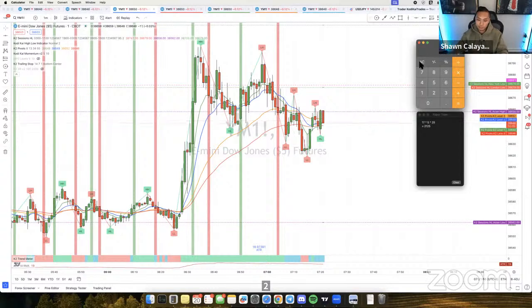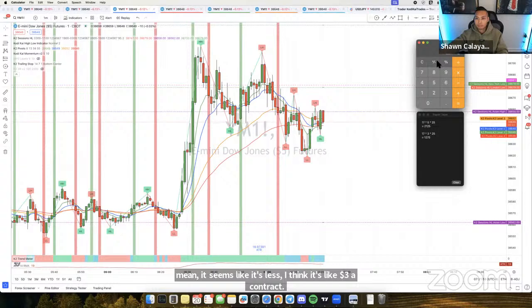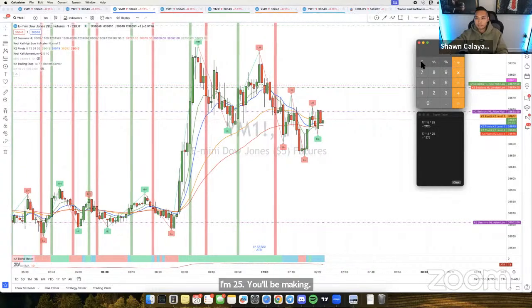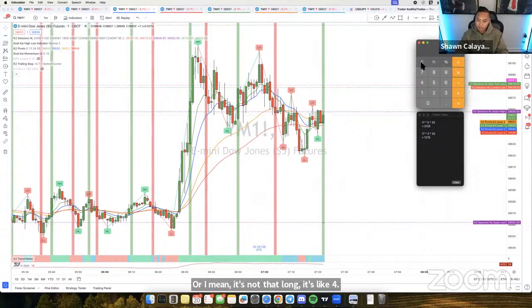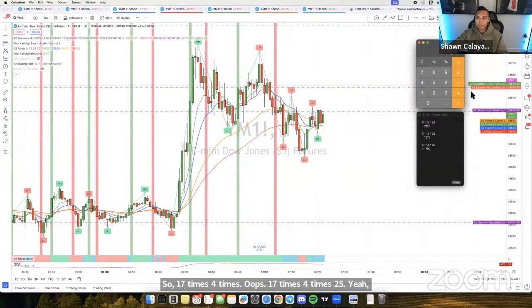For ES, if you're doing 17 contracts, it seems like it's less. I think it's like $3 a contract times 25. He'll be making substantially less. Or maybe it's not that low. Maybe it's like 4. So 17 times 4 times 25. Yeah, you'll be making substantially less trading ES, because I don't care about the risk. If the risk is, gotcha.